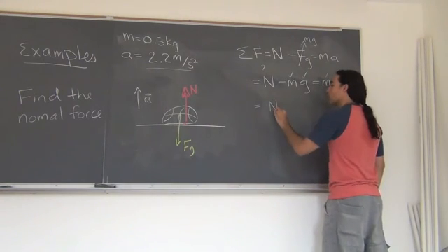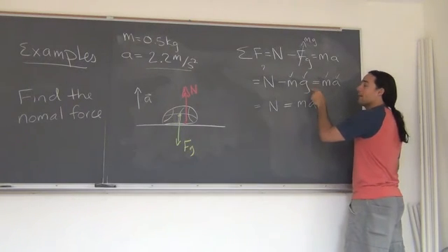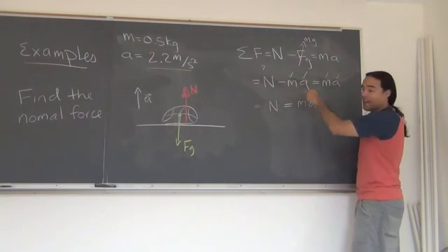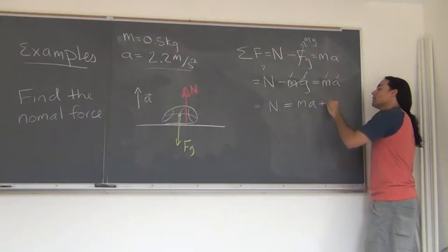I can say that the normal force is the mass times the acceleration. I can move that mg over to the other side. All I've done is add mg to both sides. The mg over here cancels out, and I get plus mg over here.